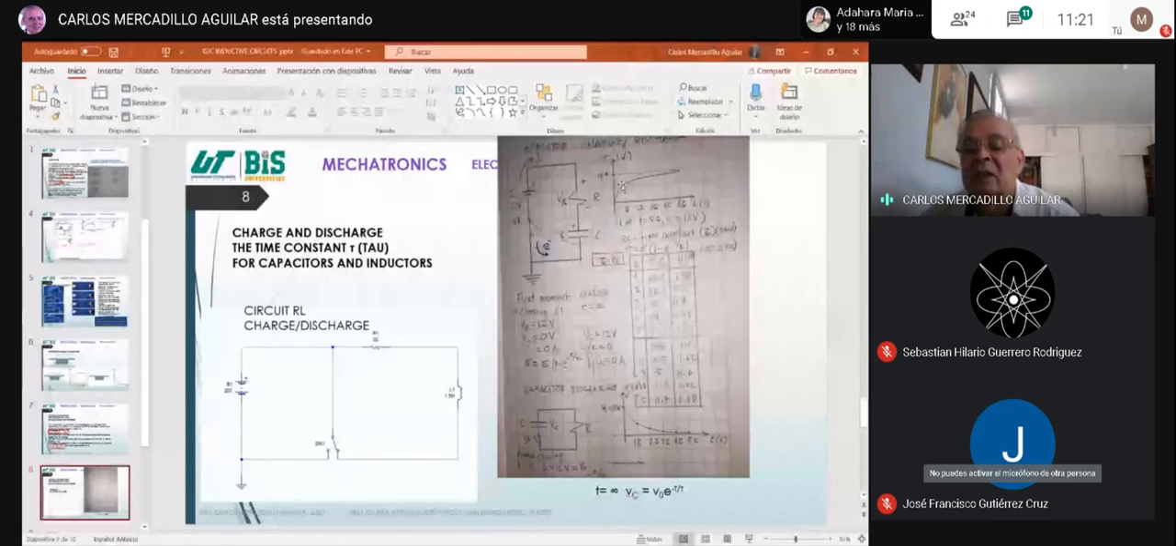When we have 3 taus, 3 time constants, we have 95% of the charge. And when we have 5 time constants, we have 99%. You know, it is almost 100.